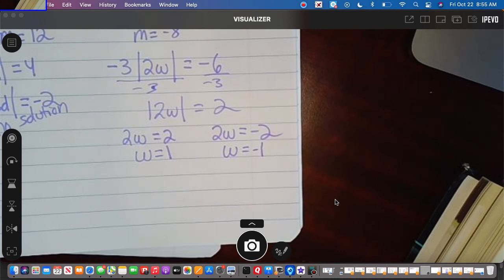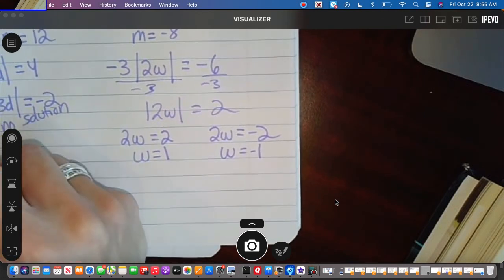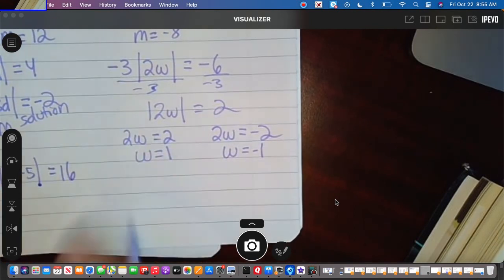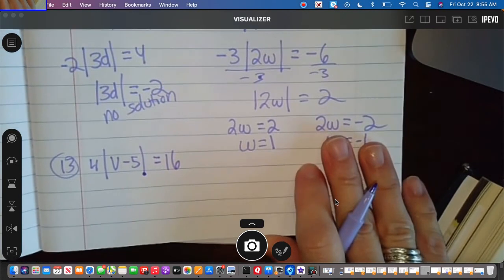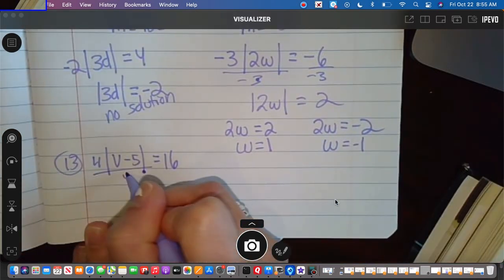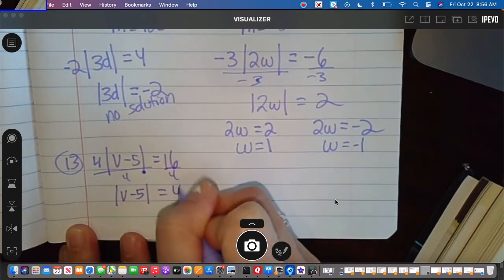Now, I'll do number 13, and you're going to do number 14. So your answer will be 1 and negative 1 on number 12. Number 13: 4 times the absolute value of v minus 5 equals 16. What do I do first? Divide by 4. I have to get the absolute value by itself before I can split it up. So if I divide by 4, I get the absolute value of v minus 5 equals 4.